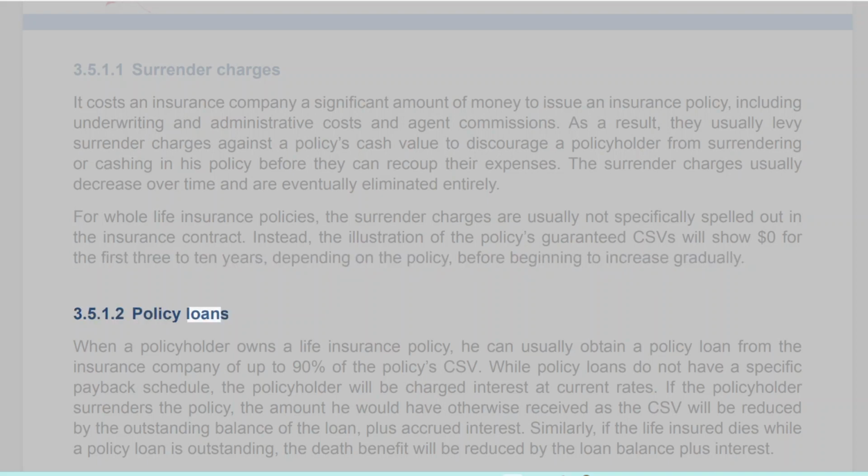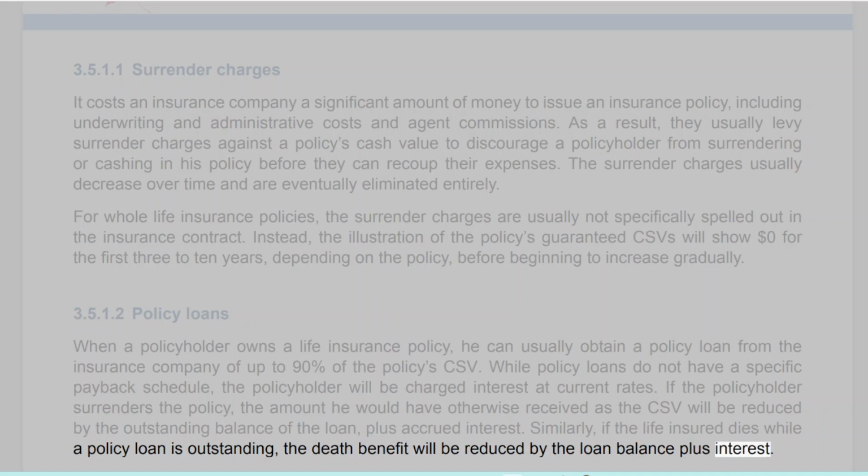3.5.1.2 Policy Loans. When a policyholder owns a life insurance policy, he can usually obtain a policy loan from the insurance company of up to 90% of the policy's CSV. While policy loans do not have a specific payback schedule, the policyholder will be charged interest at current rates. If the policyholder surrenders the policy, the amount he would have otherwise received as the CSV will be reduced by the outstanding balance of the loan, plus accrued interest. Similarly, if the life insured dies while a policy loan is outstanding, the death benefit will be reduced by the loan balance plus interest.